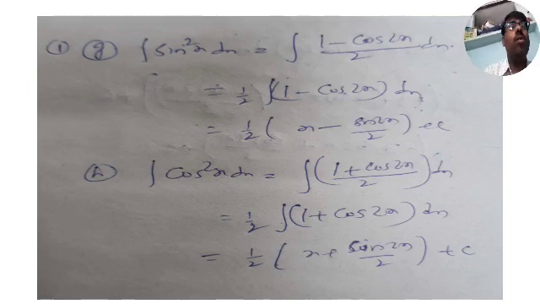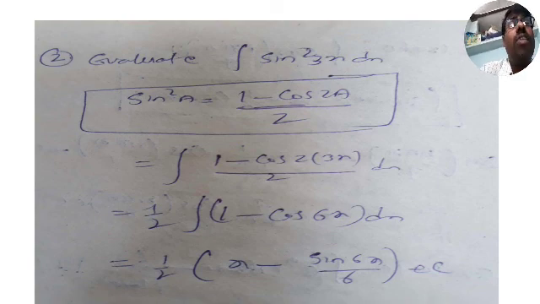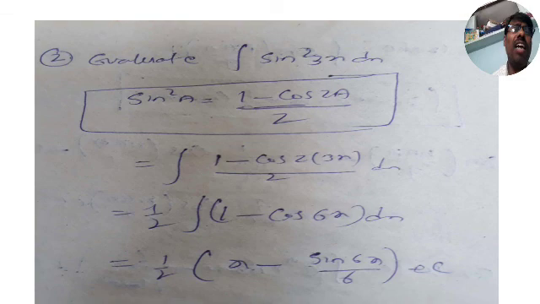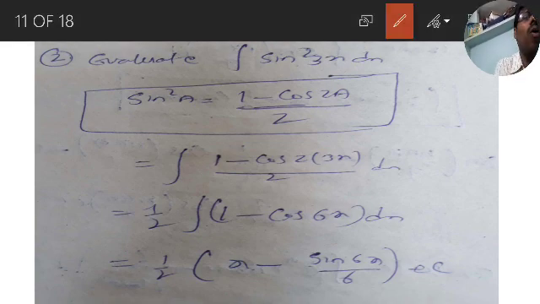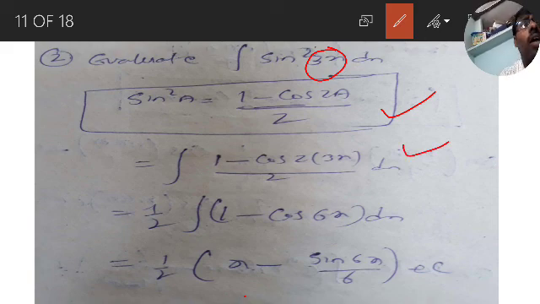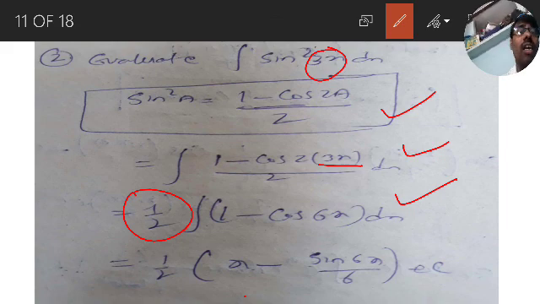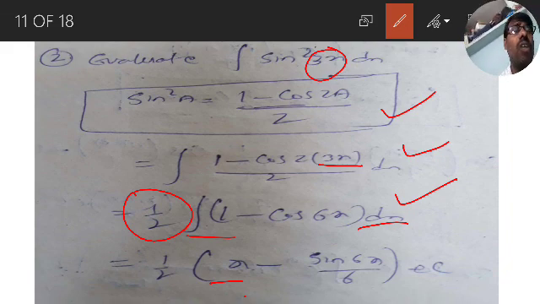Let us go to the next problem. Evaluate integration of sine square of 3x dx. Sine square a is equal to 1 minus cos 2a by 2. In place of a, now we are having 3x. So 1 minus cos 2 into 3x by 2. 2 into 3x is 6x. 1 by 2 constant outside, integration of 1 minus cos 6x. 1 into dx is dx, integration of dx is x. Integration of cos ax is 1 by a into sin ax. So therefore 1 by 2 into x minus sin 6x by 6, very similar to the previous ones.